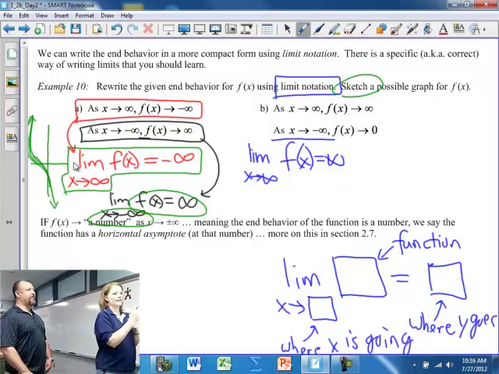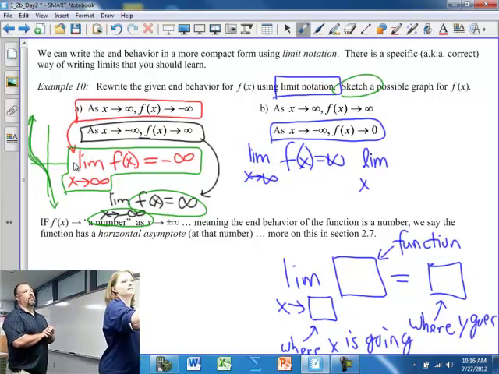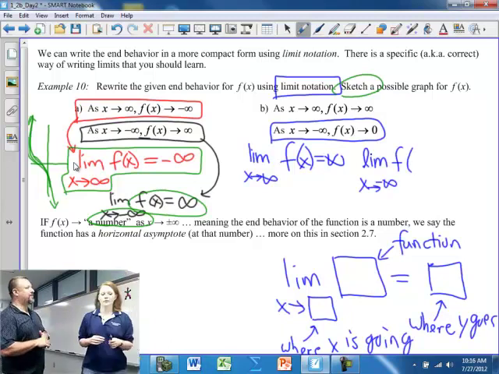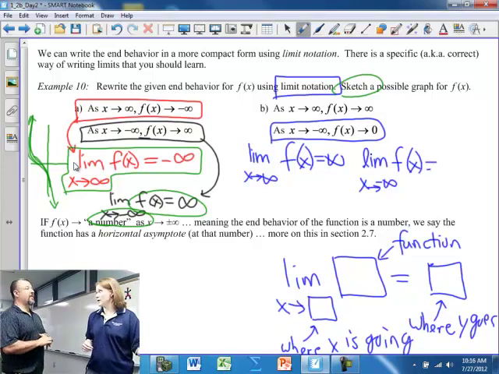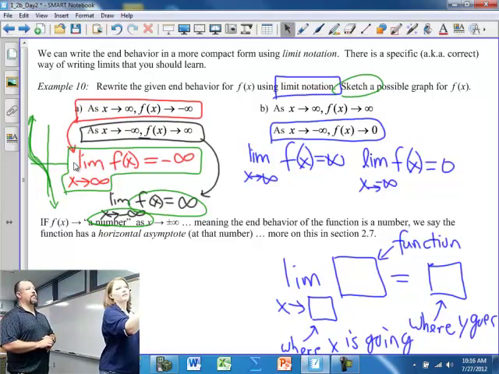Let me try the other side. As x goes to negative infinity, f of x goes to 0. I can't fit it below it because you're going to have to draw a picture. I'll figure it out. And I always kind of make a cursive L. I don't know why. I just do. The limit as x goes to negative infinity of f of x. Now, if this was called g of x or something like that, should we put a g of x there? Probably. And if we knew it was like x squared, we should probably put an x squared there. That would be better.